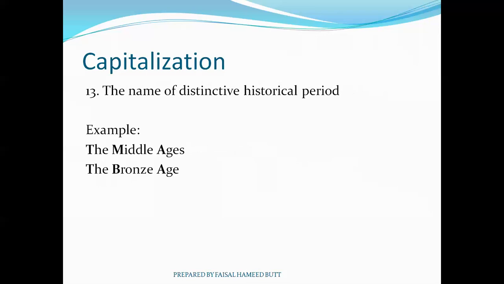Name of a distinctive historical period. There are different times, there are different periods, like we have the Middle Ages, the Bronze Age, the Dark Ages, right? So these names refer to specific historical periods. So they will also be written with a capital letter.